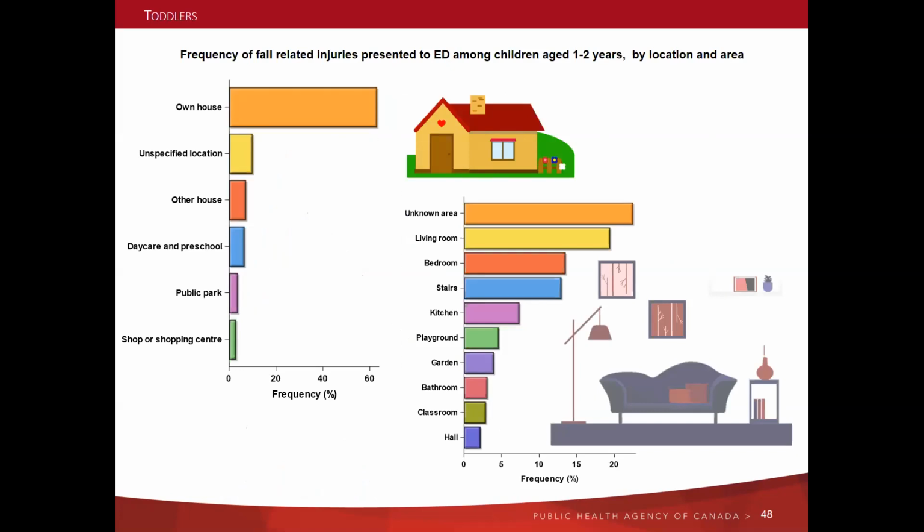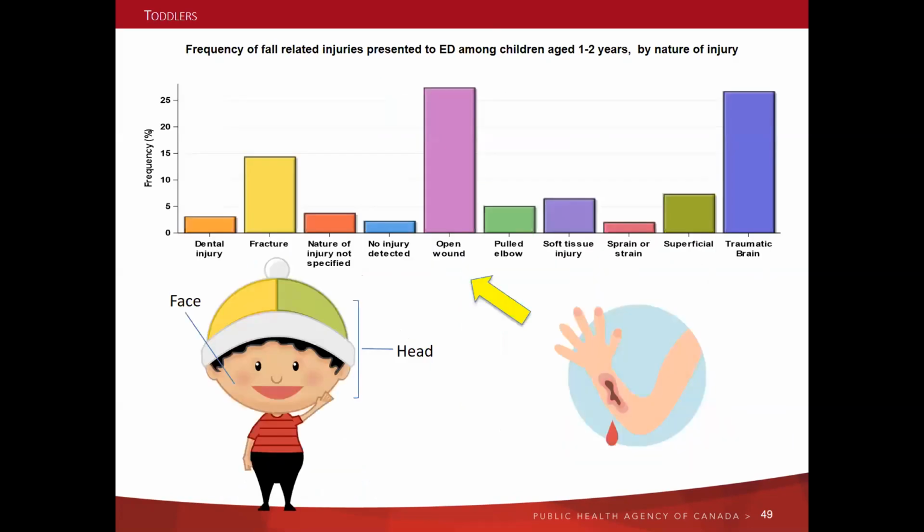Like infants, the patient's home continues to be the leading location of injury. However, unlike infants, we found that most injuries occur in the living room rather than the bedroom. Toddlers are still mostly heads proportion-wise, and so the head and face continues to dominate. But at this stage, we begin to see open wounds becoming more common than traumatic brain injuries. You can see over here.